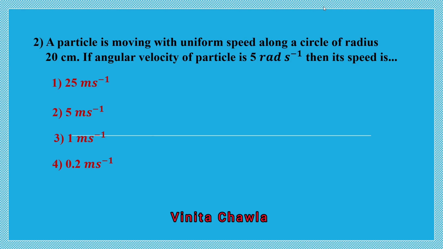You know the relation? v is equal to r omega. Yes. Now put the values, it's 0.2 for radius and 5 radian per second omega is given. You just have to multiply these two to get the correct answer. It's 1 meter per second. Okay, so the correct option is the third option, 1 meter per second.